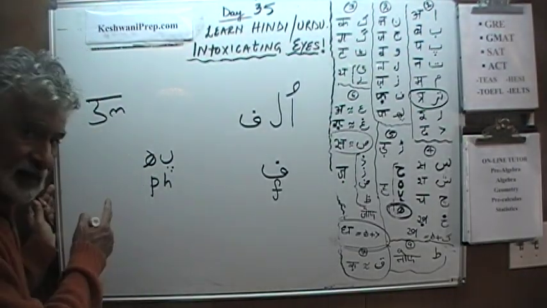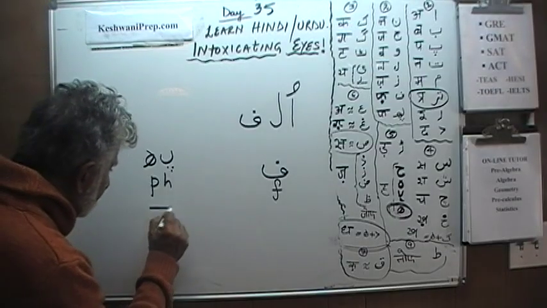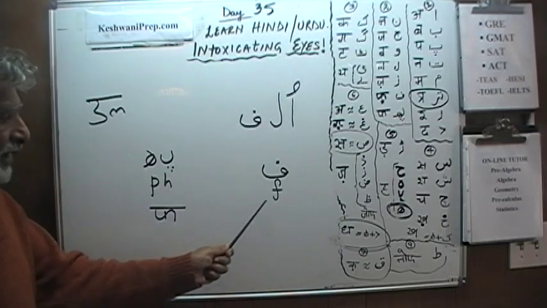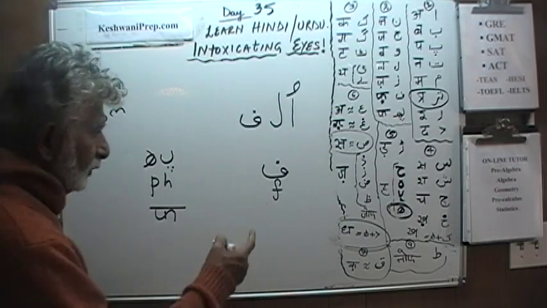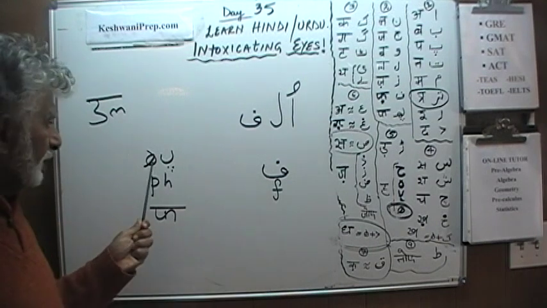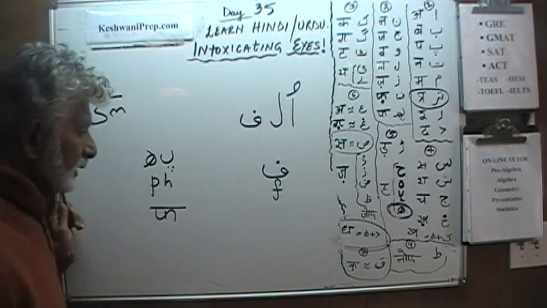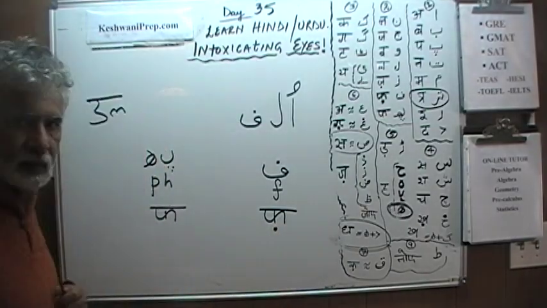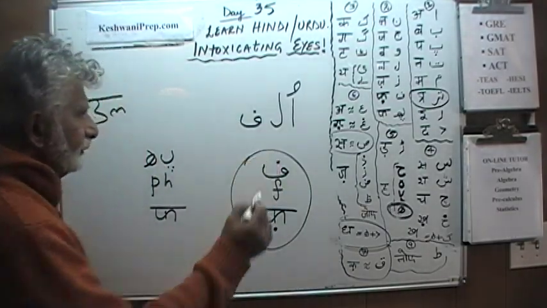PH is something that does exist in Hindi. This is your F. But F does not exist in English. So if there's a word that requires fe instead of PH, F, you improvise. In Hindi, we improvise by putting a dot underneath it. That's what we're dealing with right now.